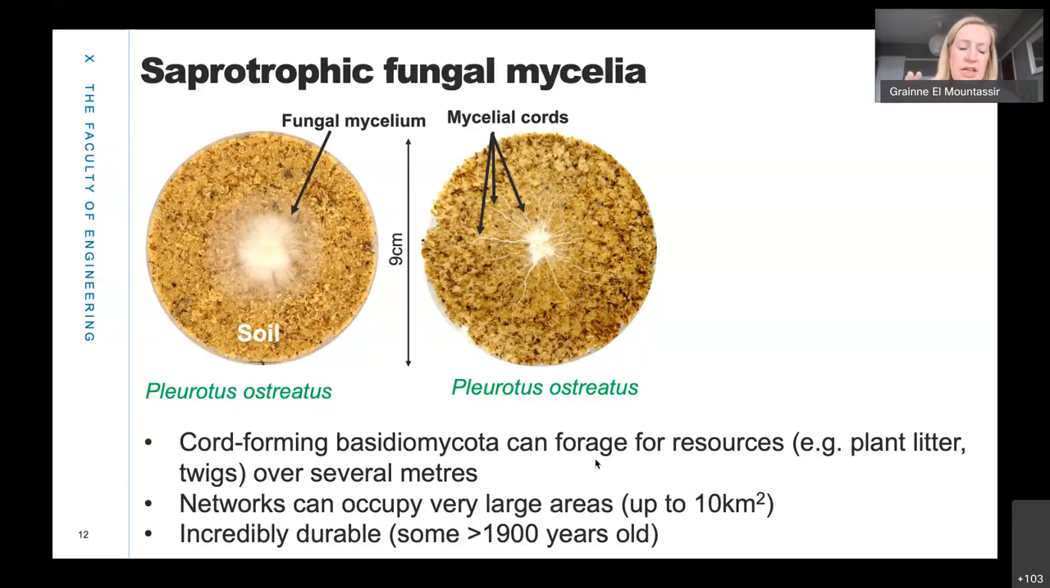And I'm really interested also in cord forming fungi, as these can forage for resources over large distances, over meter scale, and the resources they're using are plant litter, twigs, fallen logs. And from natural analogues, we know that these networks can occupy very large areas and they can be incredibly durable. In fact, fungi in the forest floors of North America have been shown to be some of the oldest and largest living organisms on Earth.